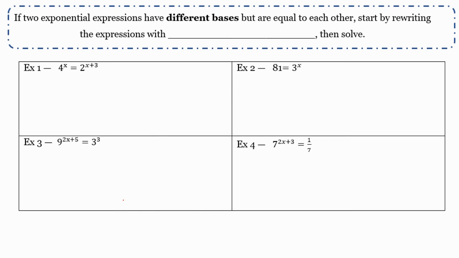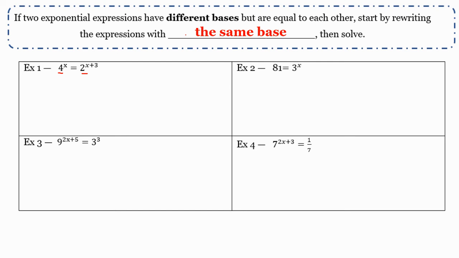If you have two exponential expressions with different bases, but they're equal to each other, so for instance, something like example 1, 4 to the x, one of the bases is 4, the other base is 2. You want to start by rewriting the expressions with the same base, and then you can solve using the same process we just learned. How am I going to do this?